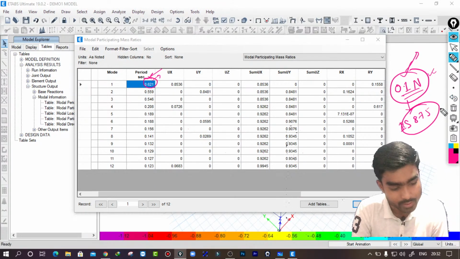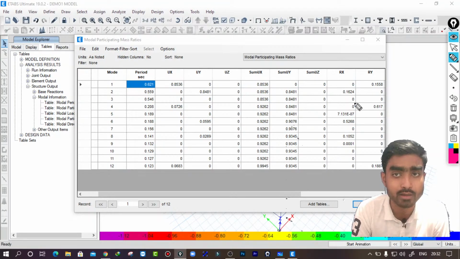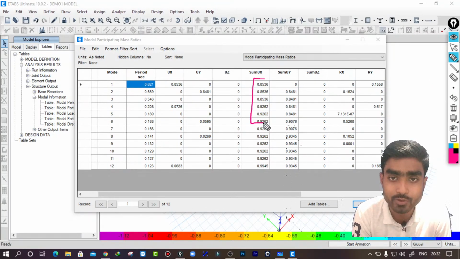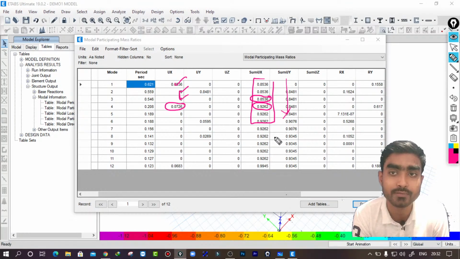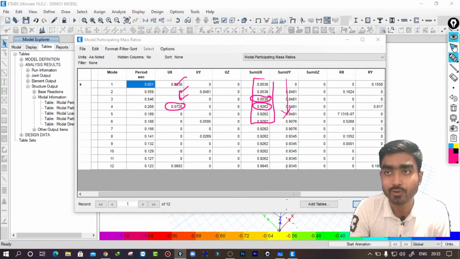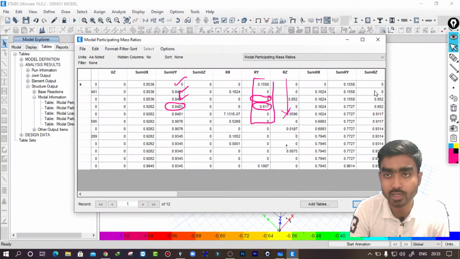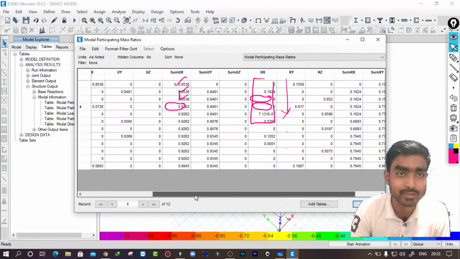Okay, so now we have got the idea of modal participation. The sum means the cumulative value of extraction. This plus this gives you the third one. You can see as these values are 0, you are getting the same value here, and again we have some value here, so you are getting a different value here. So this is our translational cumulative value, and if you go this side, you can see the rotational cumulative value. Our matter of concern is UX, UY, UZ.